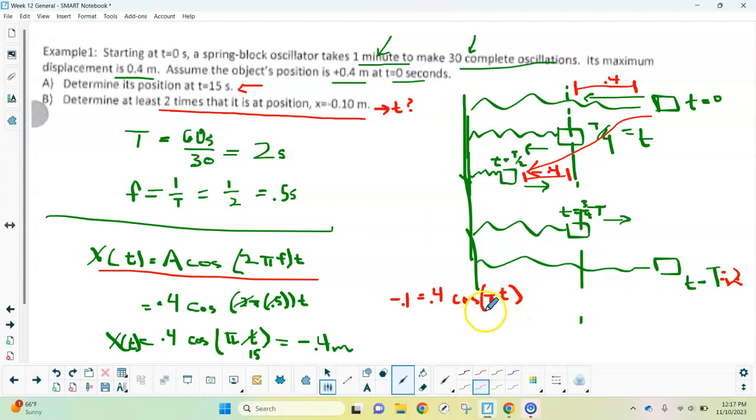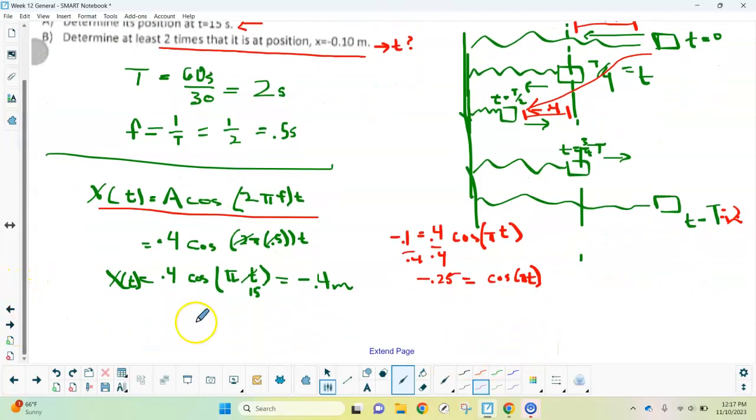So we did this early in the semester when we were solving for an angle. This is basically just the angle. So we're going to divide through by 0.4 on both sides. We get negative 0.25 equals cosine of pi t. You might not have solved something like this before, so that's why I'm kind of going through it. You're going to do the inverse cosine, or arc cosine. That's really the correct technical term. Again, you got to make sure you're in radian mode. If you're not in radian mode, neither of these answers will work out correctly. So make sure you're in radians for this and for this.